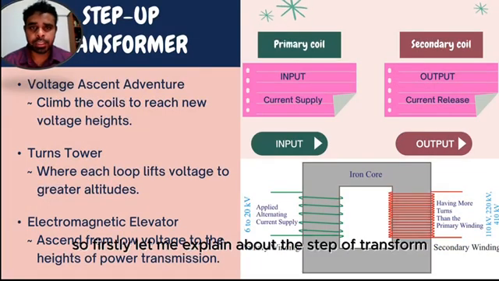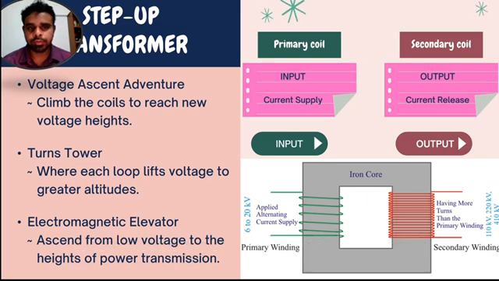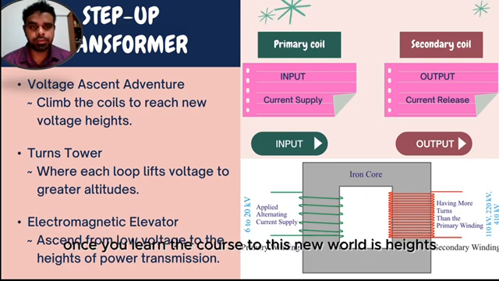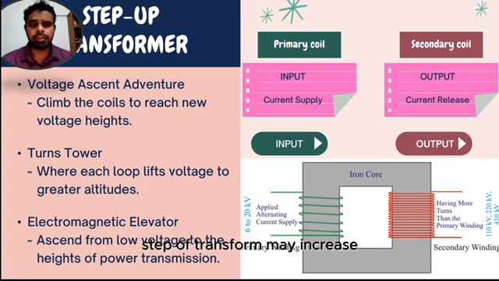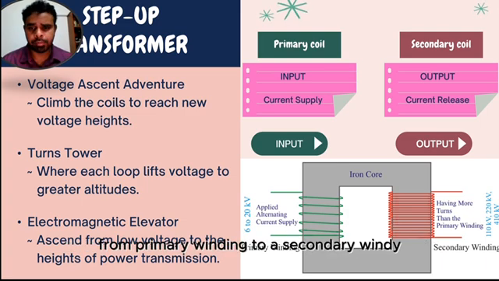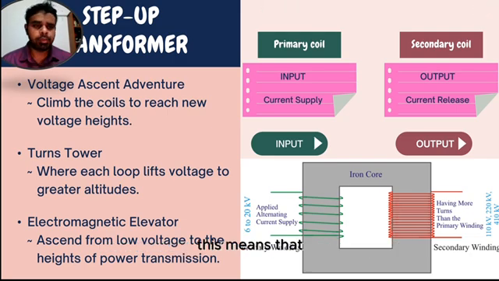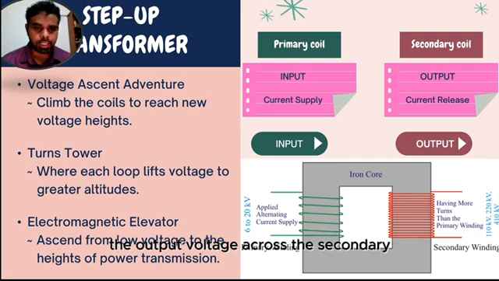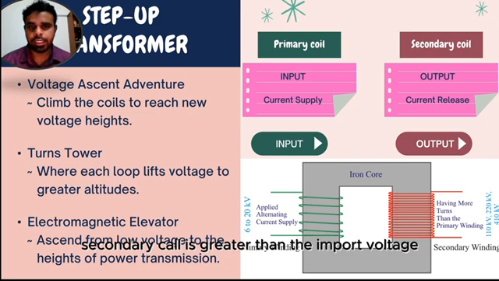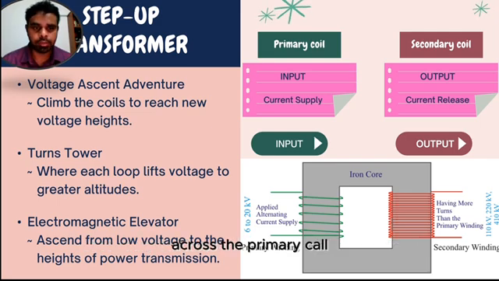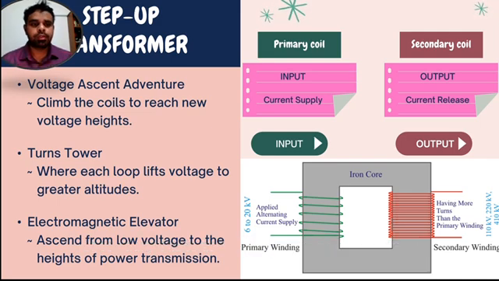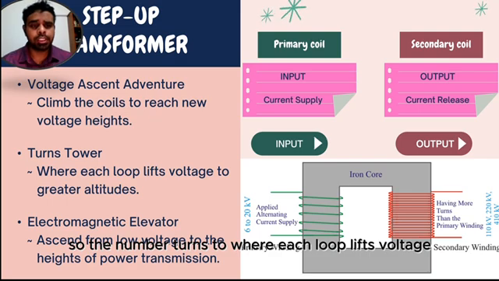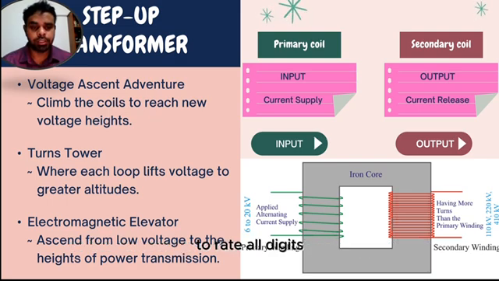So firstly, let me explain about the step-up transformer. Voltage extend adventure. Climb the coils to reach new voltage heights. A step-up transformer increases the voltage level from the primary winding to the secondary winding. This means that the output voltage across the secondary coil is greater than the input voltage across the primary coil. So the number of turns doubles, where each turn lifts the voltage to greater altitudes.